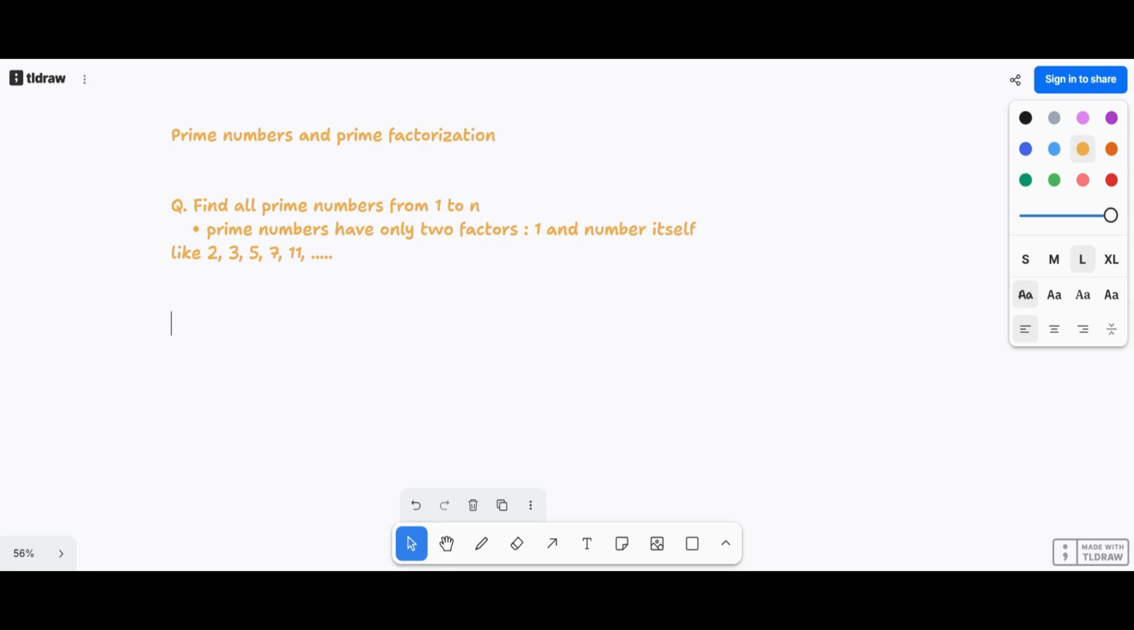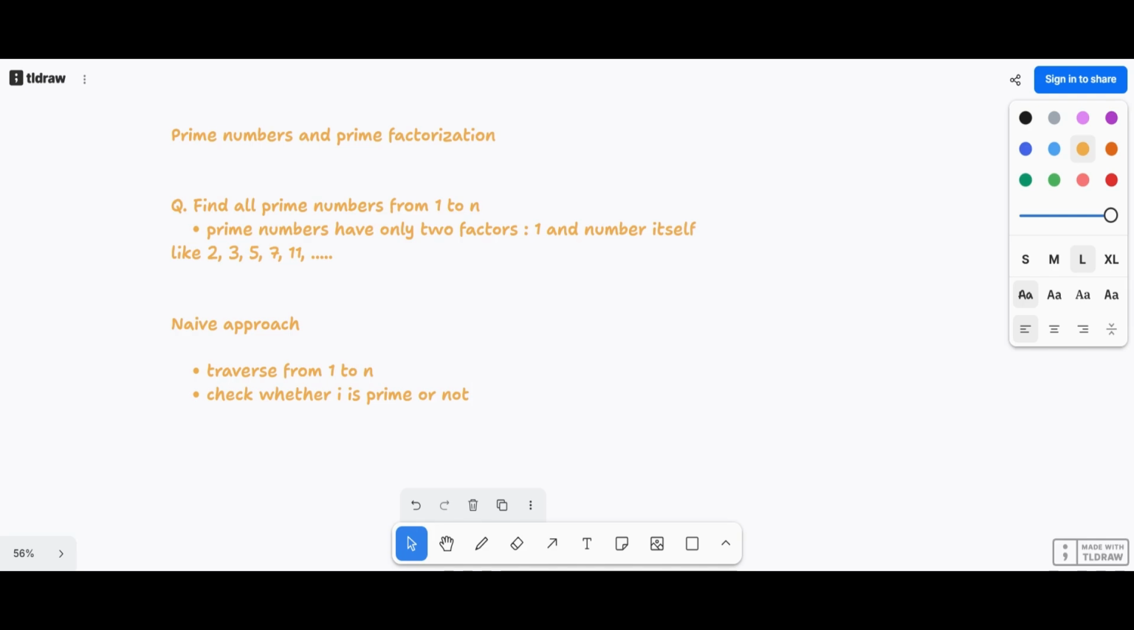Now let's see what could be your naive approach for solving this question, wherein you need to find all prime numbers from 1 to n. So what will you do? You will traverse from 1 to n and check whether i is prime or not. Now, how will you check whether the number i is prime or not?